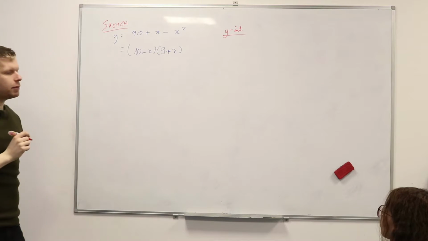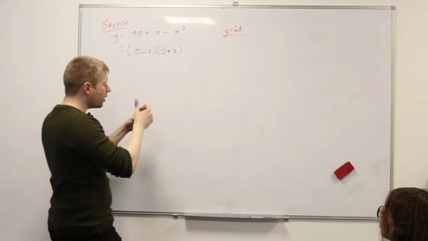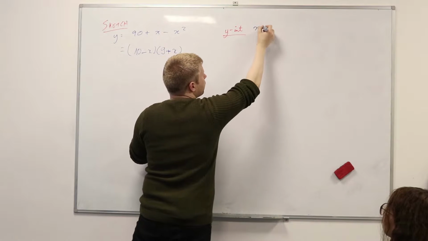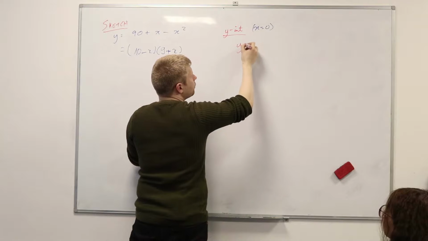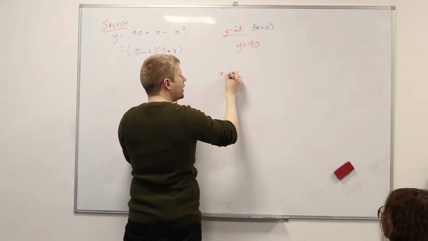Okay, where are my y-intercepts? It's at 90, right, because you'd set x to be 0. So if you set x to be 0, you get y equals 90. That's fine. Okay, now my x-intercepts.